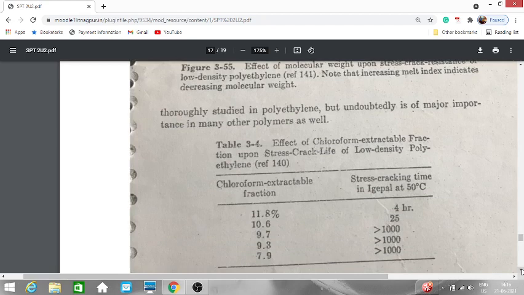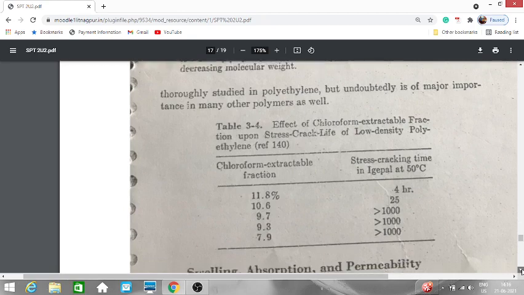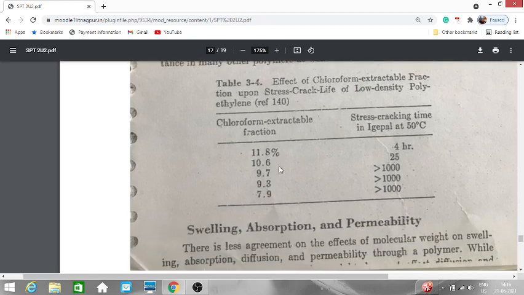Effects of chloroform extractable fractions upon stress crack life of low density polyethylene. So this is the chloroform extractable fraction. If it is 11.8%, the stress cracking time in Igepal at 50 degrees is 4 hours. If it is further reduced, then the hours are also increased. Okay.